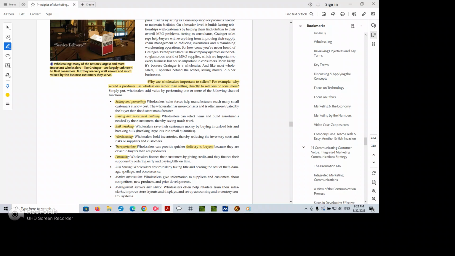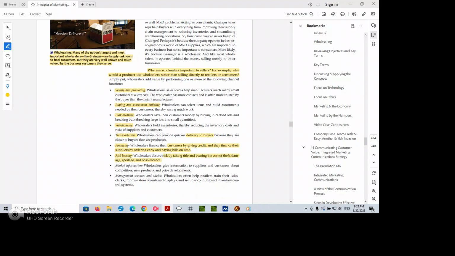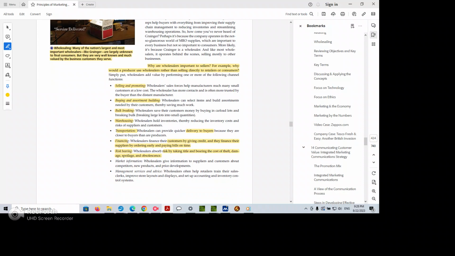For financing, wholesalers finance the customers by giving them credit, and they finance their suppliers by ordering early and paying bills on time. So it depends on from which angle. In terms of risk bearing, wholesalers also risk by taking title and bearing the cost of theft, damage, spoilage, and obsolescence, which means it is no longer relevant or no longer working at the level that it should compared to other products.